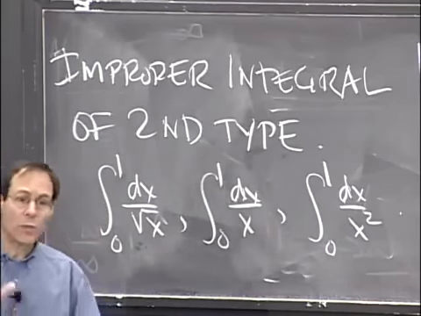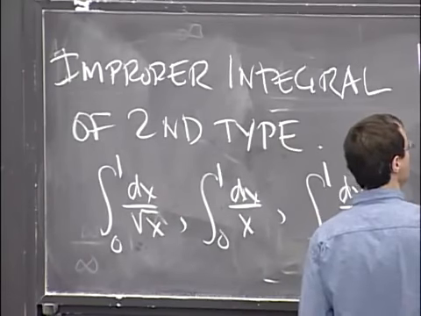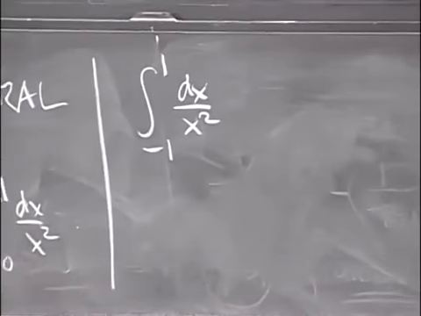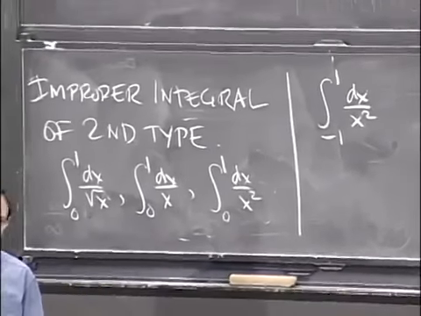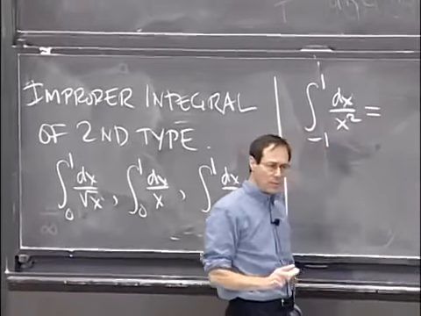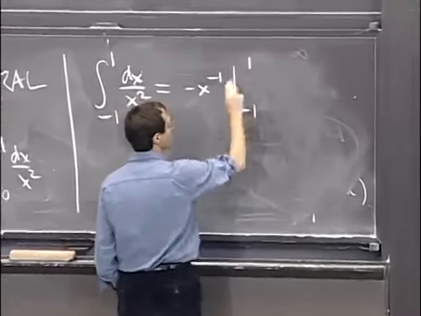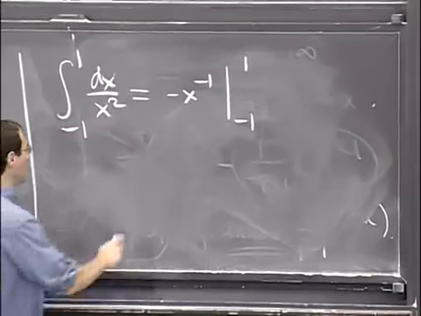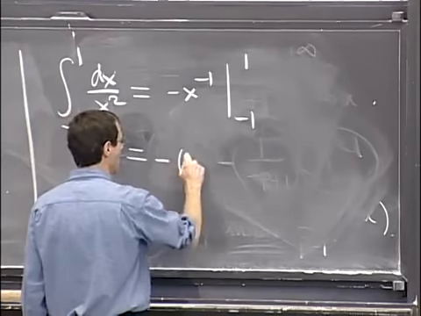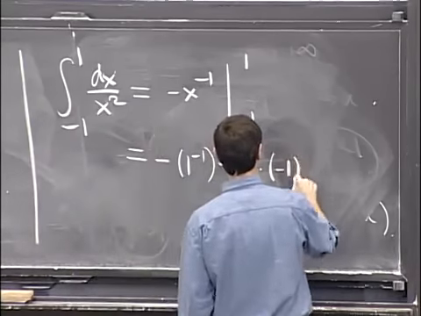However, I want to warn you that you can fool yourself, and so let me give you a slightly different example. Let's consider this integral here. All right, the integral from -1 to 1 dx over x squared. If you carry out this integral without thinking, you'll get the antiderivative, which is minus x to the minus 1, evaluated at -1 and 1. And you plug it in, okay? And what do you get? You get -1 to the power -1, minus minus -1 to the -1.